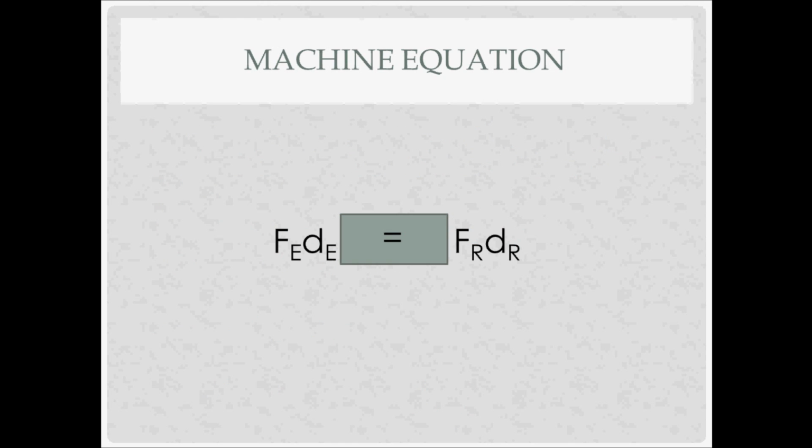So this machine equation comes in handy, and this is the equation we'll be using when we assume that our machines are perfect, 100% efficiency. Alright, so get familiar with this. Because it's 100% efficiency, the work in is going to be equal to the work out.